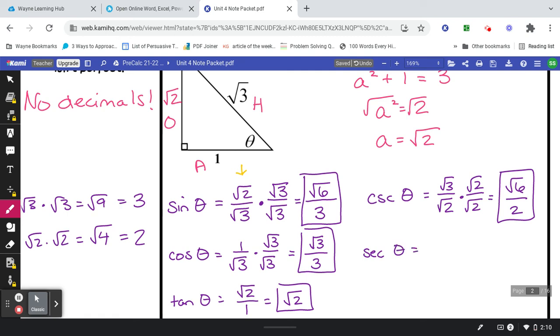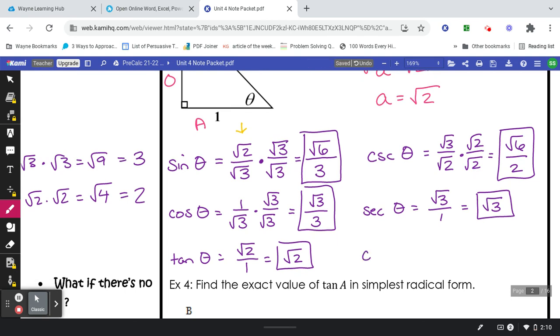All right, secant, H over A. That one's pretty easy. I don't need that 1 there, so I'll simplify it to radical 3. Cotangent, 1 over radical 2. I'll have to simplify that one. Get rid of the denominator. Radical 2 over, and we've already done that, so that would be 2. Again, that's called rationalizing the denominator.